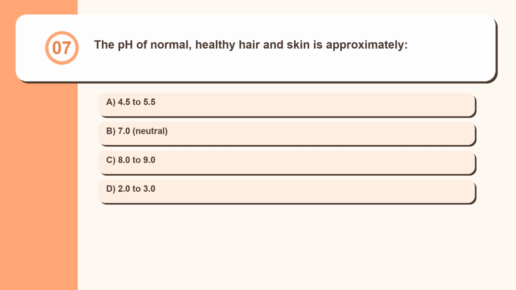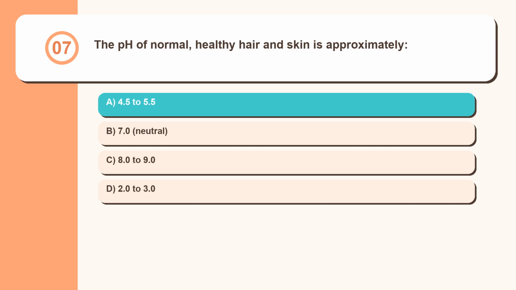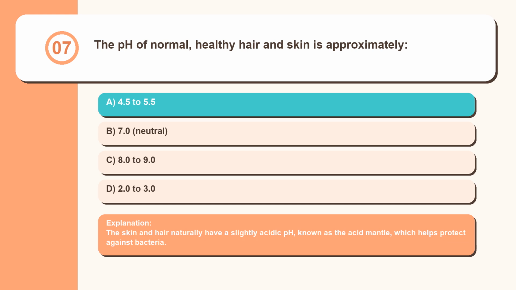Question 7. The pH of normal, healthy hair and skin is approximately 4.5 to 5.5, 7.0 neutral, 8.0 to 9.0, 2.0 to 3.0. The skin and hair naturally have a slightly acidic pH, known as the acid mantle, which helps protect against bacteria.